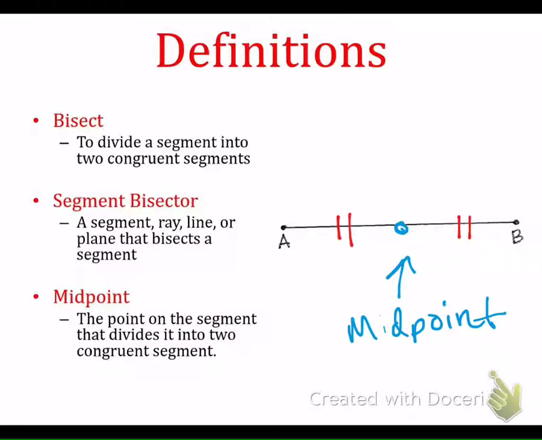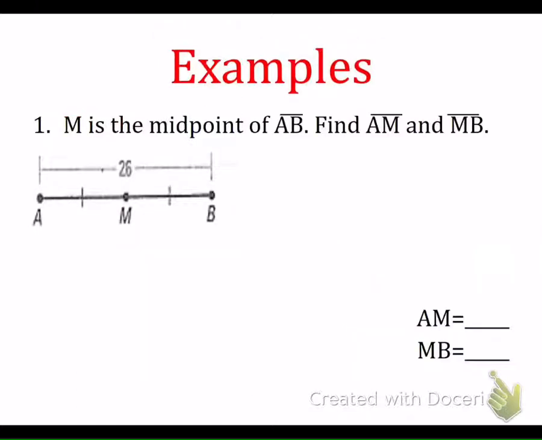Congruent segments have the same length, they're equal to one another, and we show that in a diagram by marking them in the same way. So we have M as the midpoint. It's right in the middle of the segment. It bisects the segment. So now we have two congruent segments, okay?